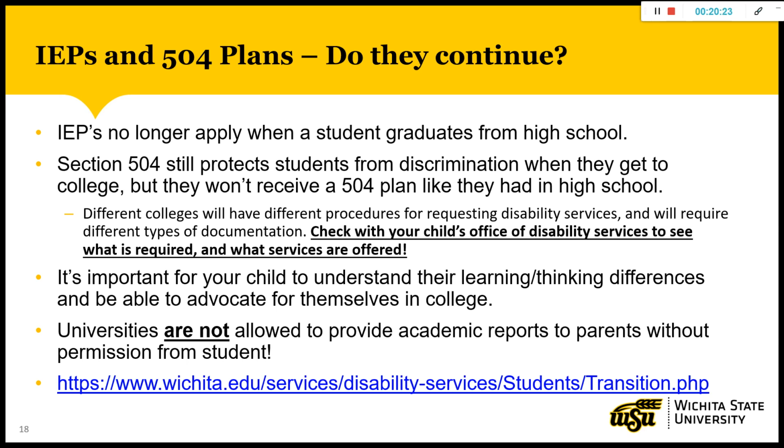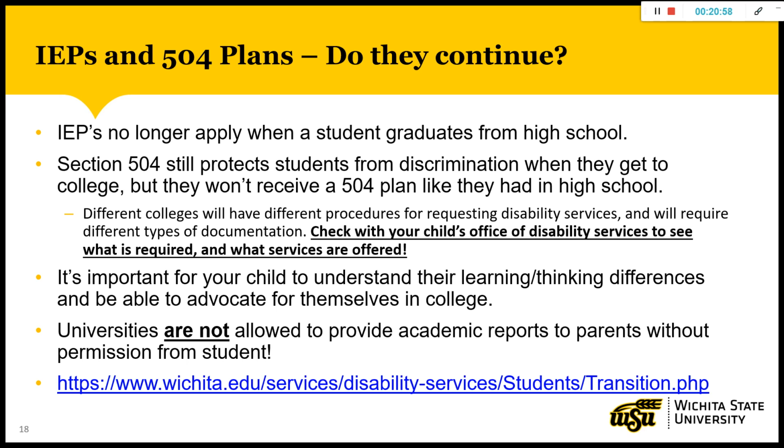So it is important to note that there is going to be a transition there. Now, Section 504 still protects students from discrimination when they get to college, but they won't receive a 504 plan like they did in high school. So 504 still applies for sure, but they don't have that specific plan that's tailored to them. Different colleges will have different procedures for requesting disability services and will require different types of documentation. Check with your child's Office of Disability Services to see what's required and what services are offered.